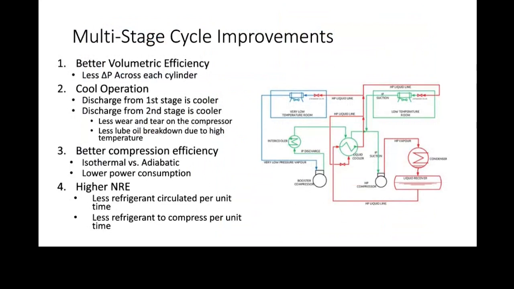So just a little recap about what we achieve with these multi-stages: better volumetric efficiency, cooler operation, better compression efficiency, and higher net refrigerating effect, which ultimately all combine to make a refrigeration plant more efficient. And when we talk about the efficiency of a refrigeration plant, we're really talking about the coefficient of performance. In other words, how much energy is absorbed in the evaporators, how much evaporative heat transfer occurs, which is the net refrigerating effect, and how much work is done in compressing it. If we increase the net refrigerating effect and reduce the work done, we end up with a higher coefficient of performance. And that's what we want.